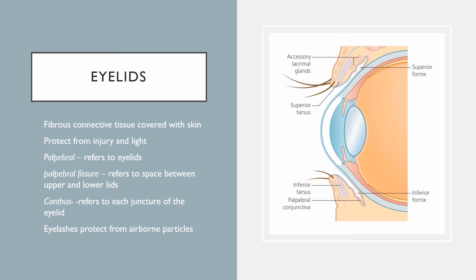All right, the eyelids are fibrous connective tissue that's covered with skin. They protect from injury and light. You will hear the word palpebral. That refers to the eyelids, and the palpebral fissure refers to the space between the upper and lower lids. The canthus refers to each juncture of the eyelid. And eyelashes are going to protect from airborne particles.